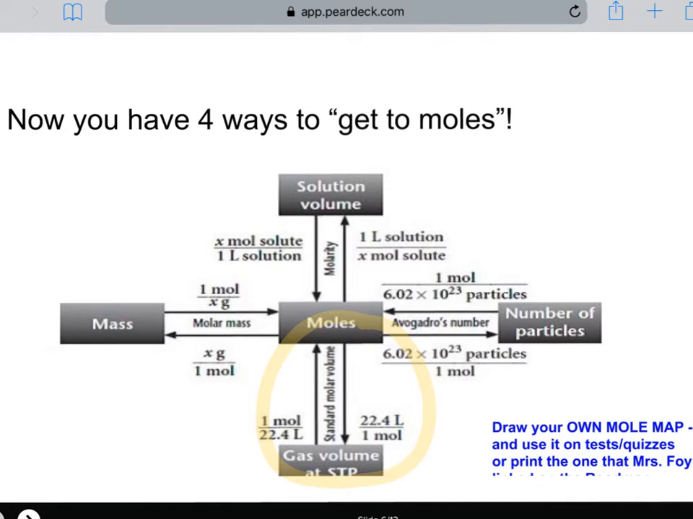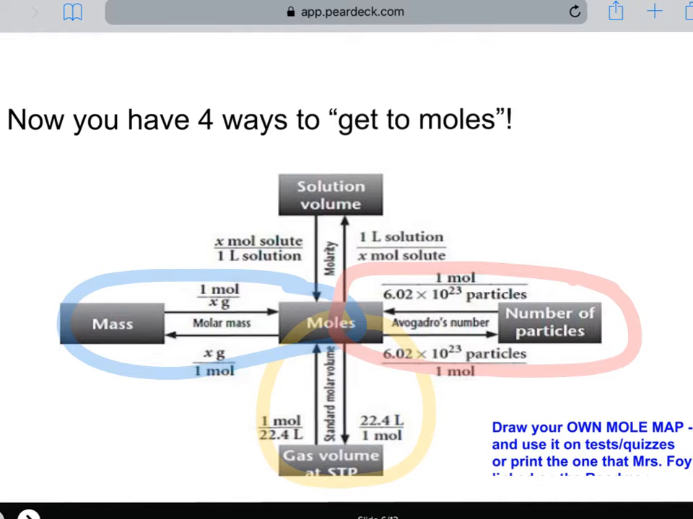Okay, so you know how to get back and forth from mass to moles. You know how to get back and forth between number of particles and moles, Avogadro's number. And even though you might not like to remember, you know how to get back and forth using molarity. So those are the different ways you can get to moles. But for these first problems, we're just going to already be in moles.